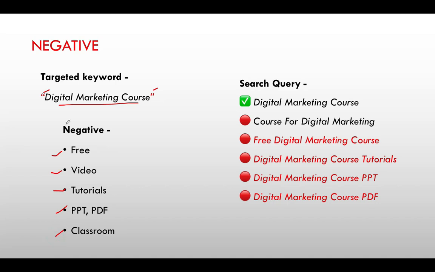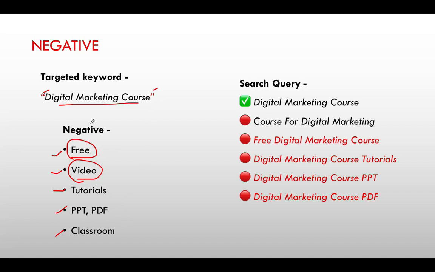Now if someone searches for digital marketing course, your ad will get triggered. But when someone searches for free digital marketing course, your ad will not get triggered because you have added free into negatives. If someone searches for digital marketing course videos, your ad will not get triggered. If someone searches for digital marketing course PPT or PDF, your ad won't get triggered.